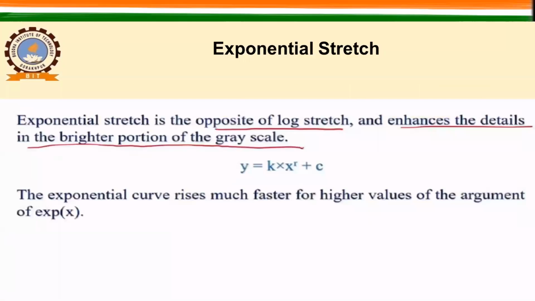So the next is exponential stretch. Exponential stretch is the opposite of log stretch and enhances the details in the brighter portion of the grayscale. So in the previous one, what happened? In the darker portion, we highlighted the information, but here in exponential stretch, we want to extract some information which is not available in raw data. The exponential curve rises much faster for higher values of the argument of exponential of x, right?